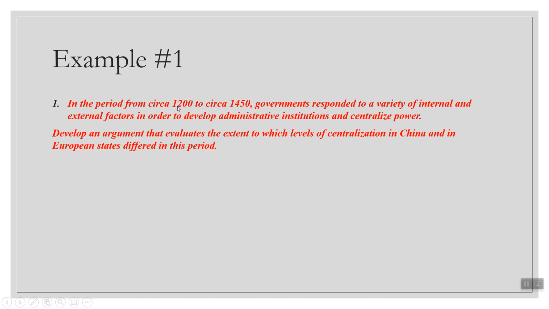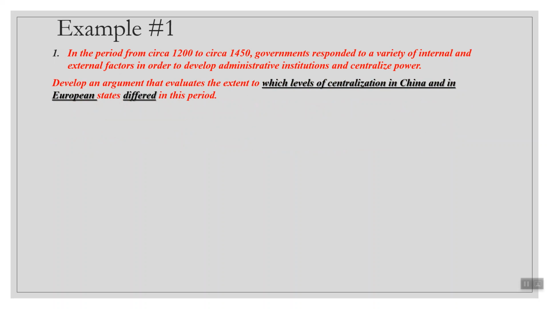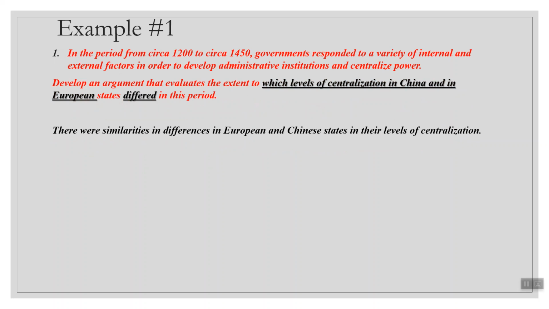What's the time period? 1200 to 1450. So that is the Global Tapestry period. So again, differed, time period, and subject and places. All right. So let's see some non-examples. There were similarities and differences in European and Chinese states and their levels of centralization. This, again, is too vague. You're not giving me any specifics, and you're talking about similarities and differences. Once again, they're only asking for differences.